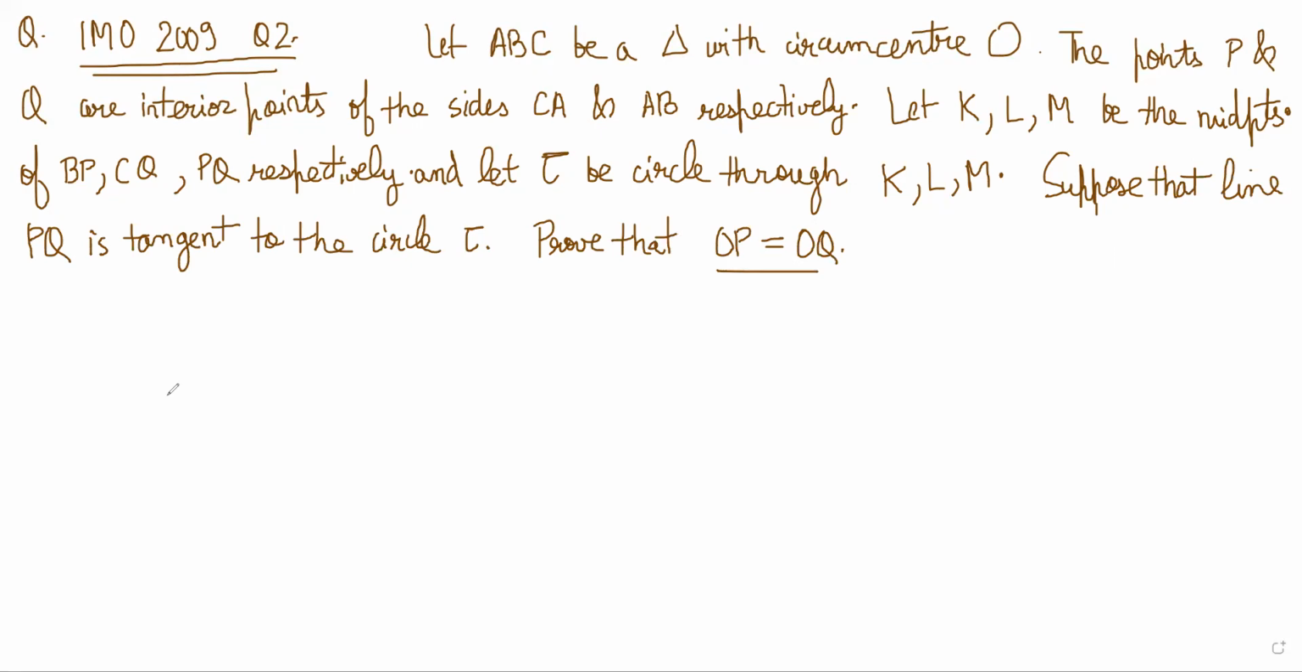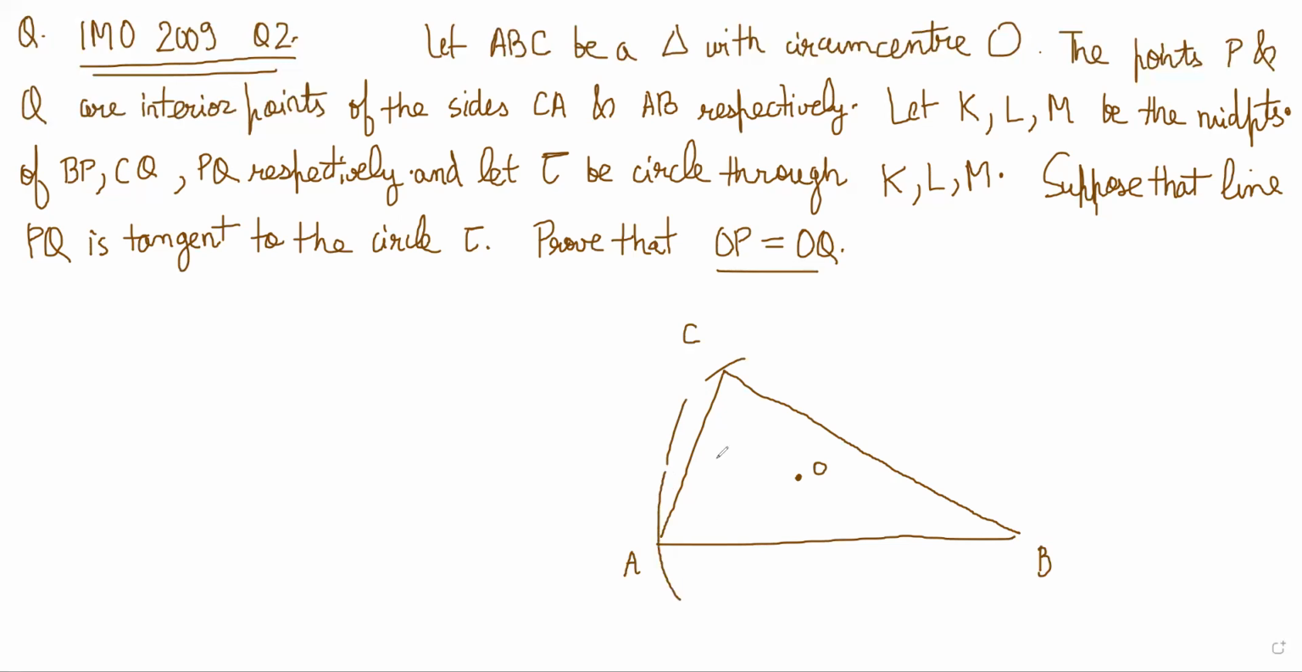Okay, so it looks like a very long question. Just go step by step and try to draw the figure. So we'll just try that. ABC, let's say A, B, C, and we have a circle. Let's say the center here is O, and the circle for ABC is like this.